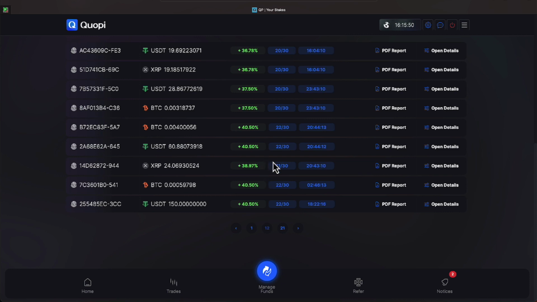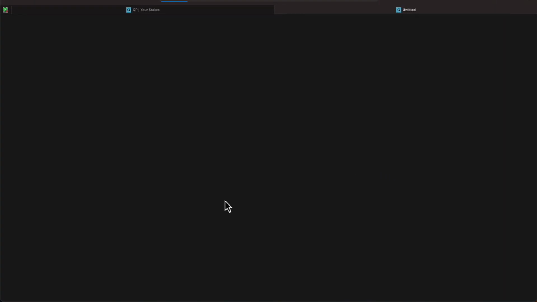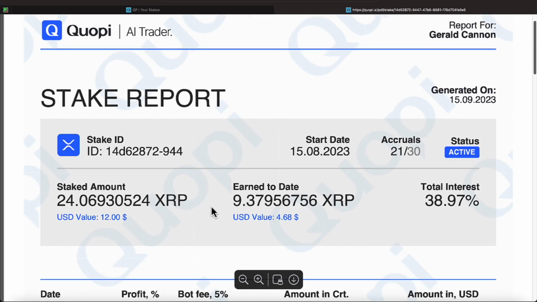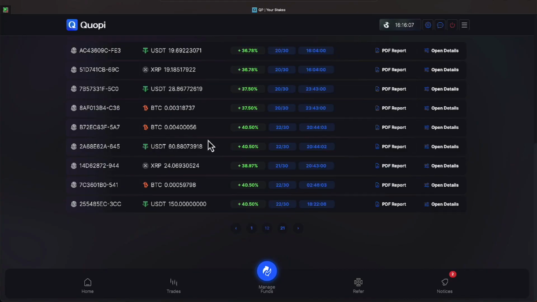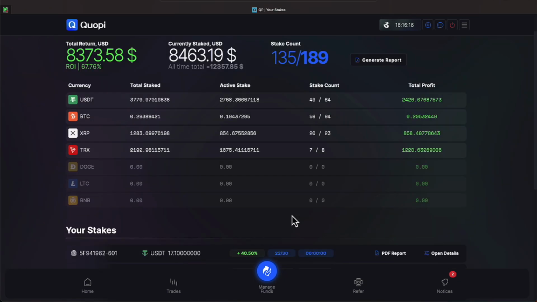On 21 trading days, Quopi has achieved a 38.97%. And let's look at this XRP that we gave Quopi to work with. We gave Quopi $12 of XRP, and Quopi has returned to us $4.68 of XRP. Whatever you stake, everyone, will be what's rewarded back to you. So if you put in Bitcoin, Bitcoin will be how you'll get paid, and vice versa for any of the other items.